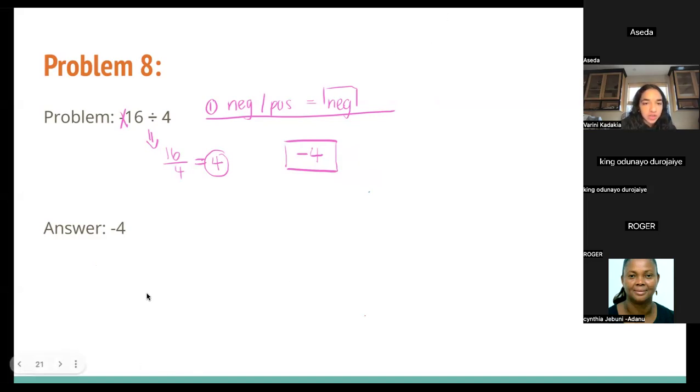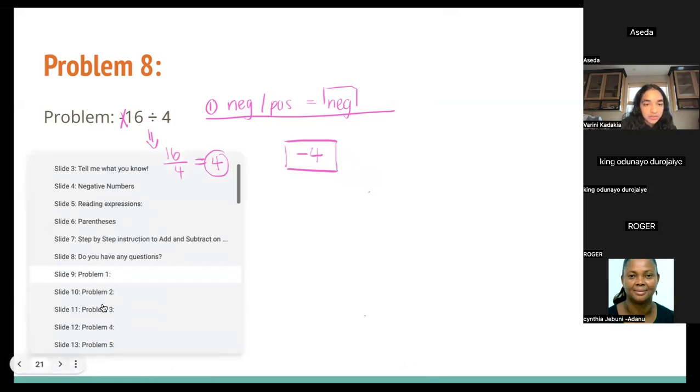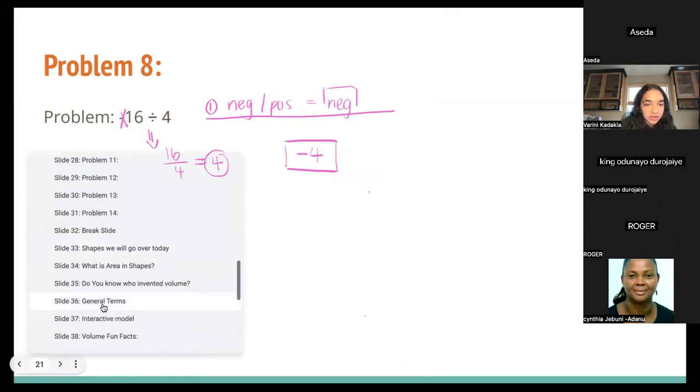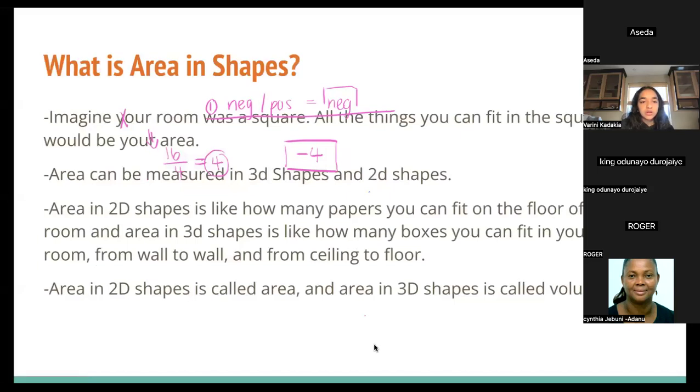Okay, so we can continue with the 16 divided by 4. Okay, we're gonna jump ahead and we're gonna talk about some shapes. So what do you mean by shape? So we're gonna talk about areas of shapes.